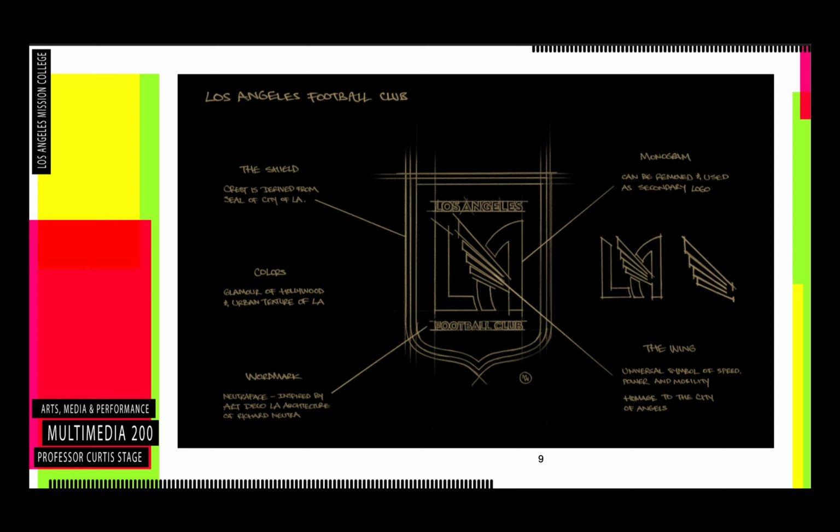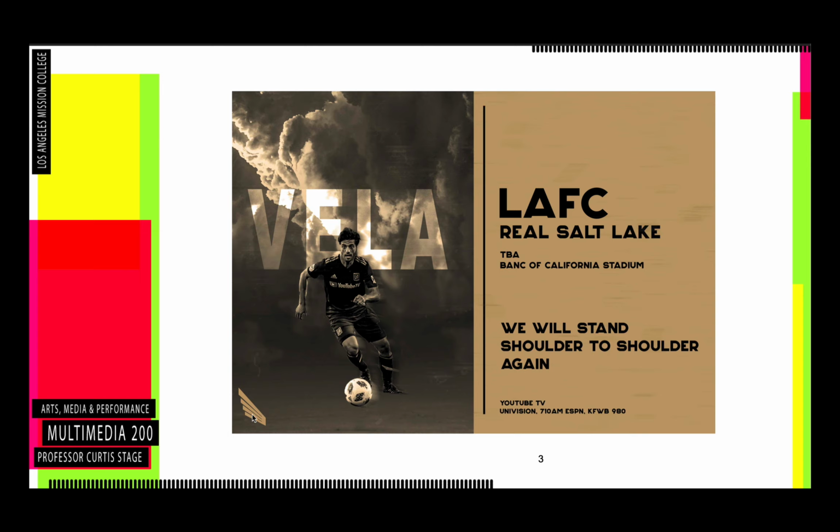Like I said, I do not have the typeface. The word mark for their club is a typeface called Nutraface. I don't have that one, so we'll do something that's similar to it, I guess. But I love what he's thinking about with the wings, universal symbol of speed, power, mobility. And I included that back in my poster right here.